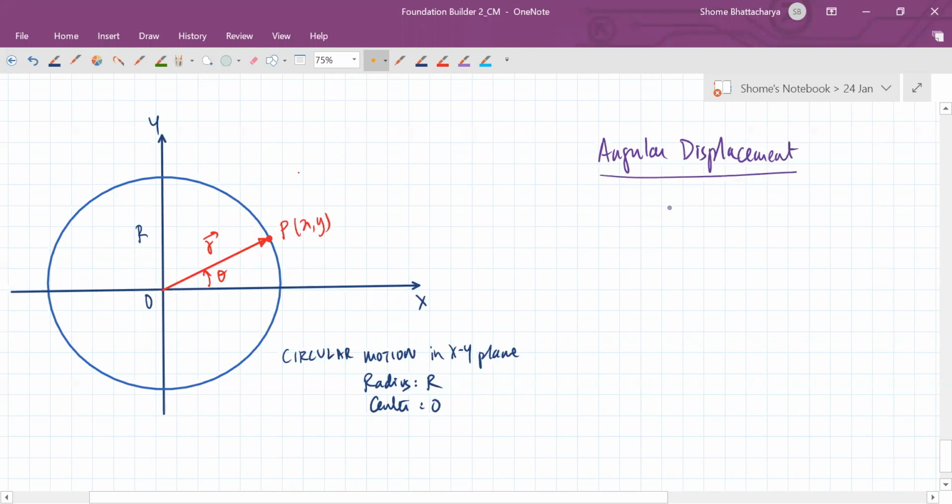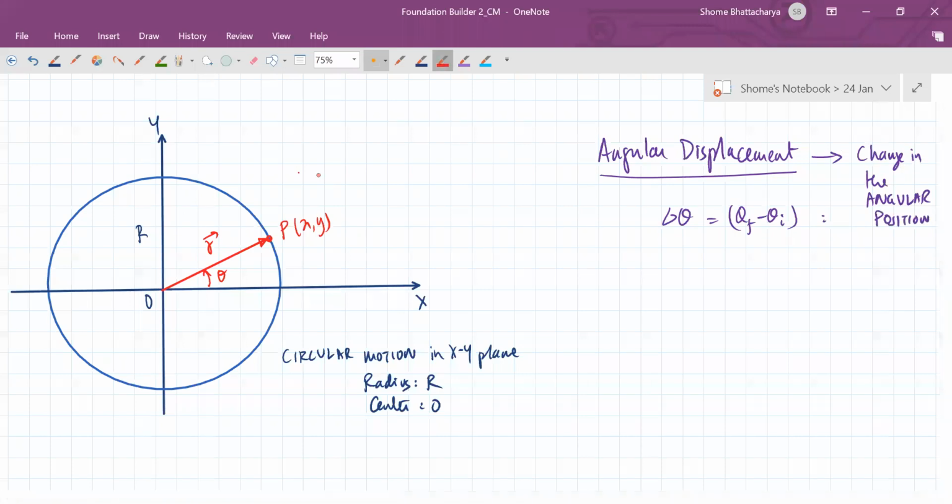So this we can denote with delta theta. So that is the change in angular position. It is nothing but change in angular position. So we can define the angular displacement as the change in the angular position.